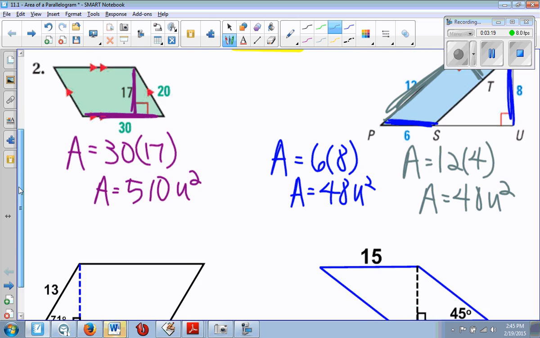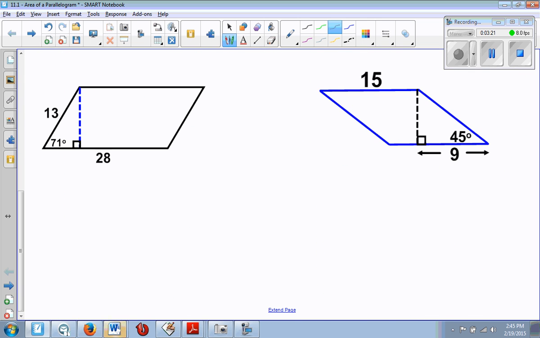Moving down to the next two problems, what you should notice in each of these problems is that the height is missing in each one. I don't know what that height is, and I don't know what that height is. So in order to find the area of this parallelogram, I have to figure out the height. The way we're going to do that is by looking at this right triangle over here on the left-hand side. And we're going to use our knowledge of trig ratios.